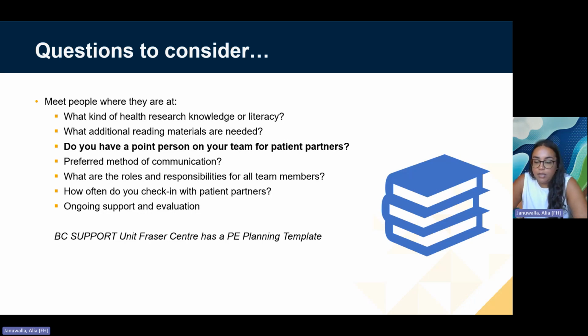So, do they like online meetings? Do they like phone calls? Those sorts of things. What are the roles and responsibilities for all the team members? And how often are you checking in with patient partners?